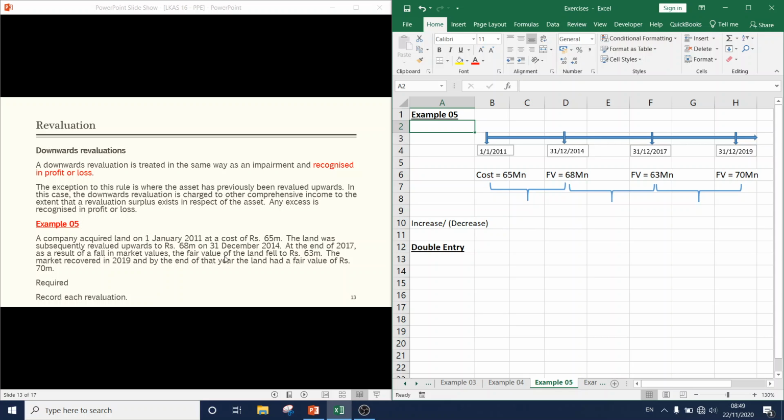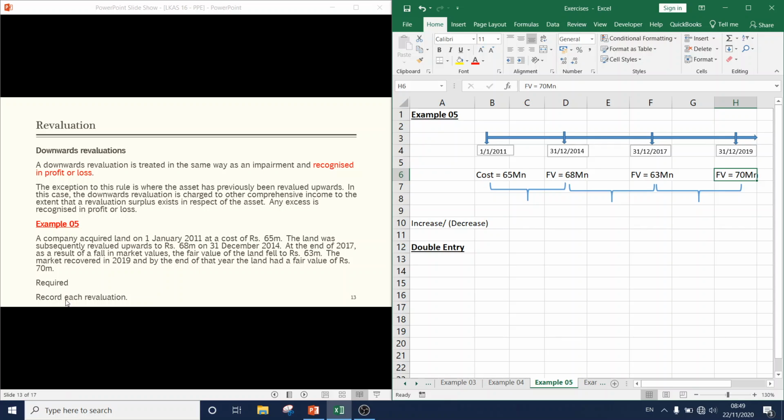68 million on 31st December 2014. On this date, it has been revalued to 68 million. And at the end of 2017, as a result of a fall in market values, the fair value of the land fell to 63 million. On this date, again they have revalued, now found the fair value to be this much. It is 63 million, has gone down. The market recovered in 2019, and by the end of that year, the land had a fair value of rupees 70 million. This is the fair value as at 31st December 2019.